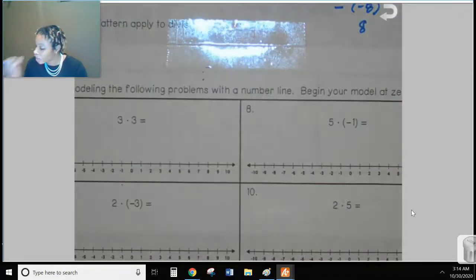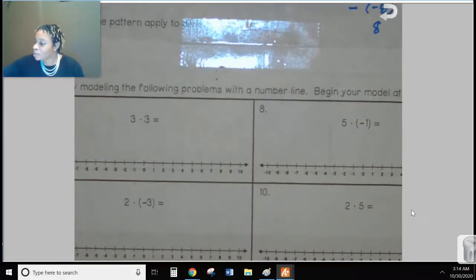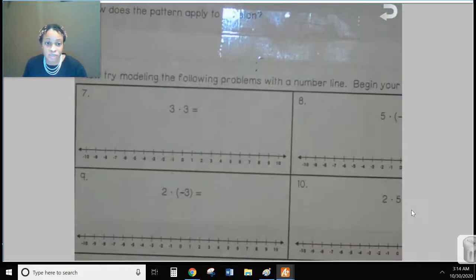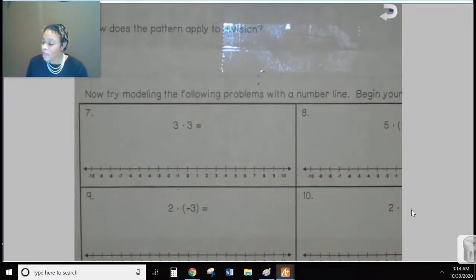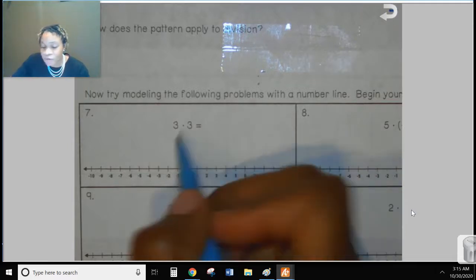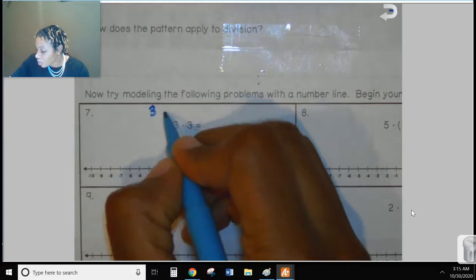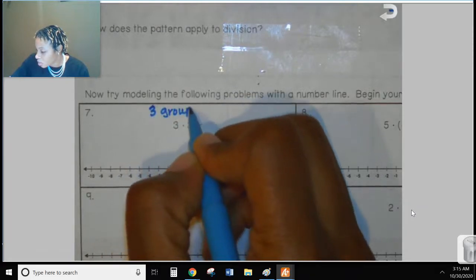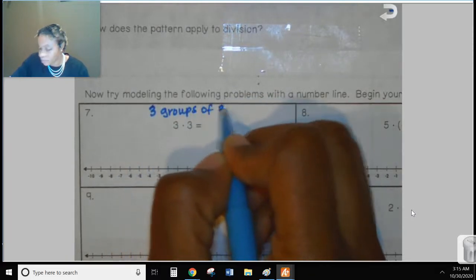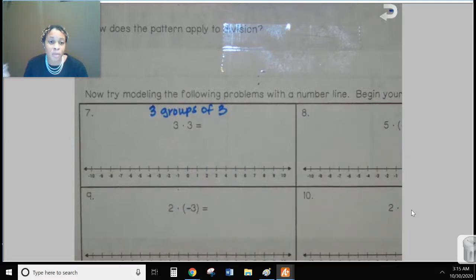So now we're going to try to model the following problems with a number line. Your model is going to begin at 0, just like with addition and subtraction, so that does not change. And we always want to make sure that we're writing out what we see. Our first one says 3 times 3, which is 3 groups of 3. Okay? And both of our numbers are positive.